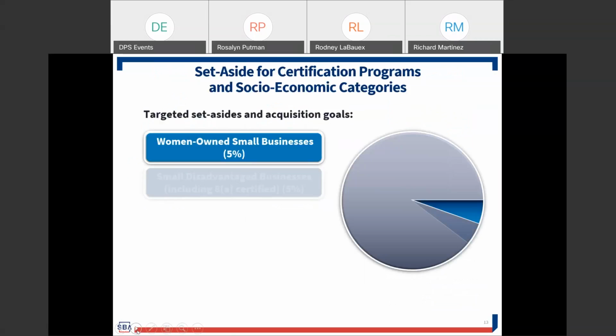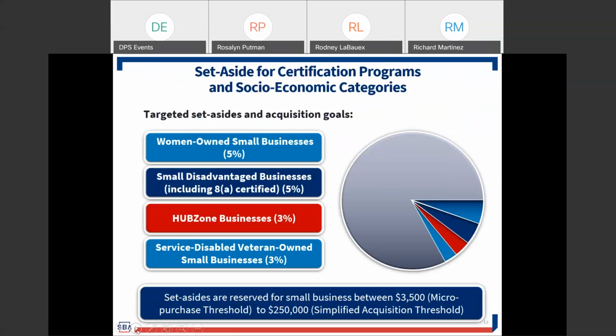Okay, so then we're going to talk about the set-aside programs. So here are our various set-aside programs. We have the Women-Owned Small Business Contracting Program. The government has to spend at least 5% with women. Then we have the Small Disadvantaged Businesses, where the 8A program is included, as well as your total small business set-aside contracts. Then we have the HUBZone businesses, where the government has to spend at least 3% with HUBZone firms and at least 3% with your service-disabled veteran-owned small businesses.